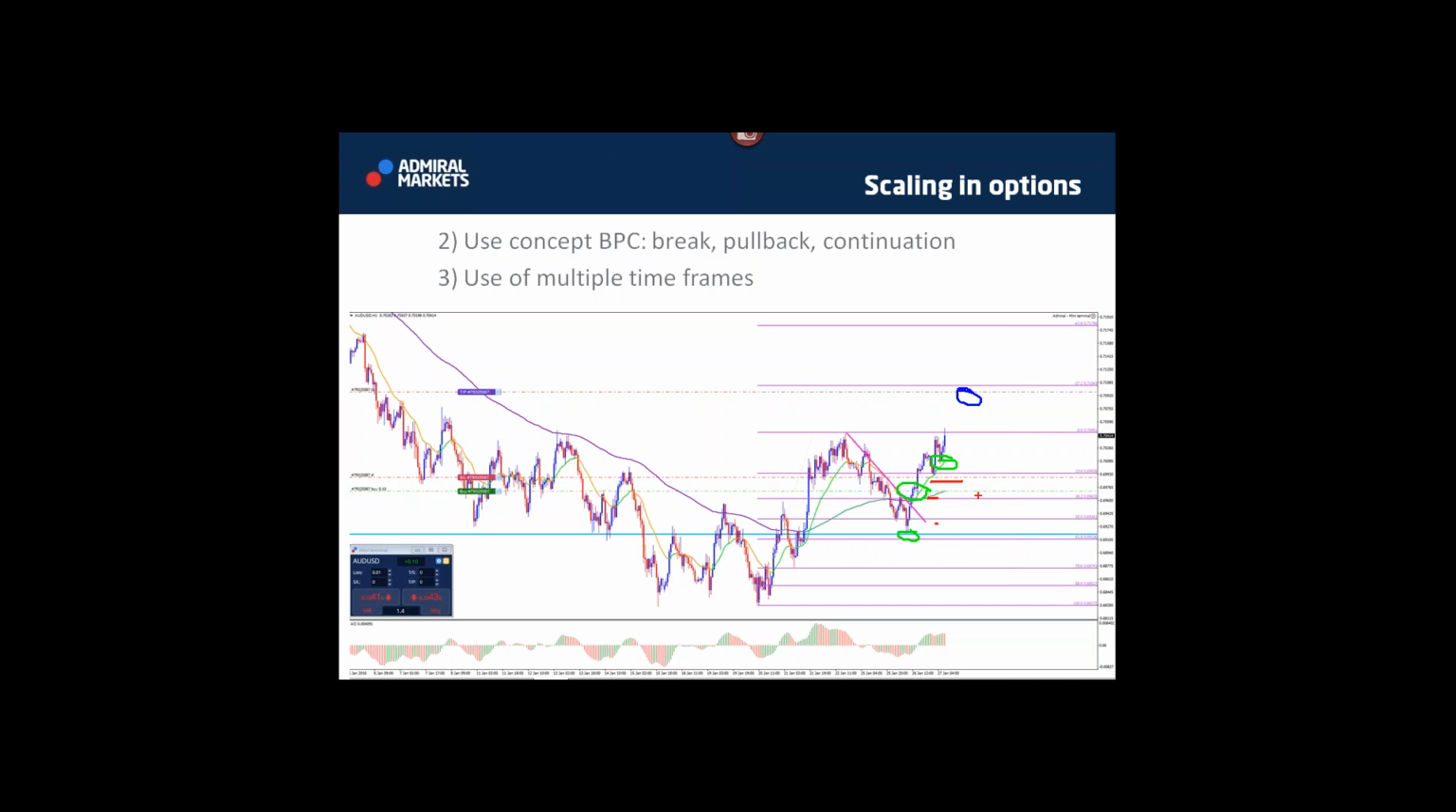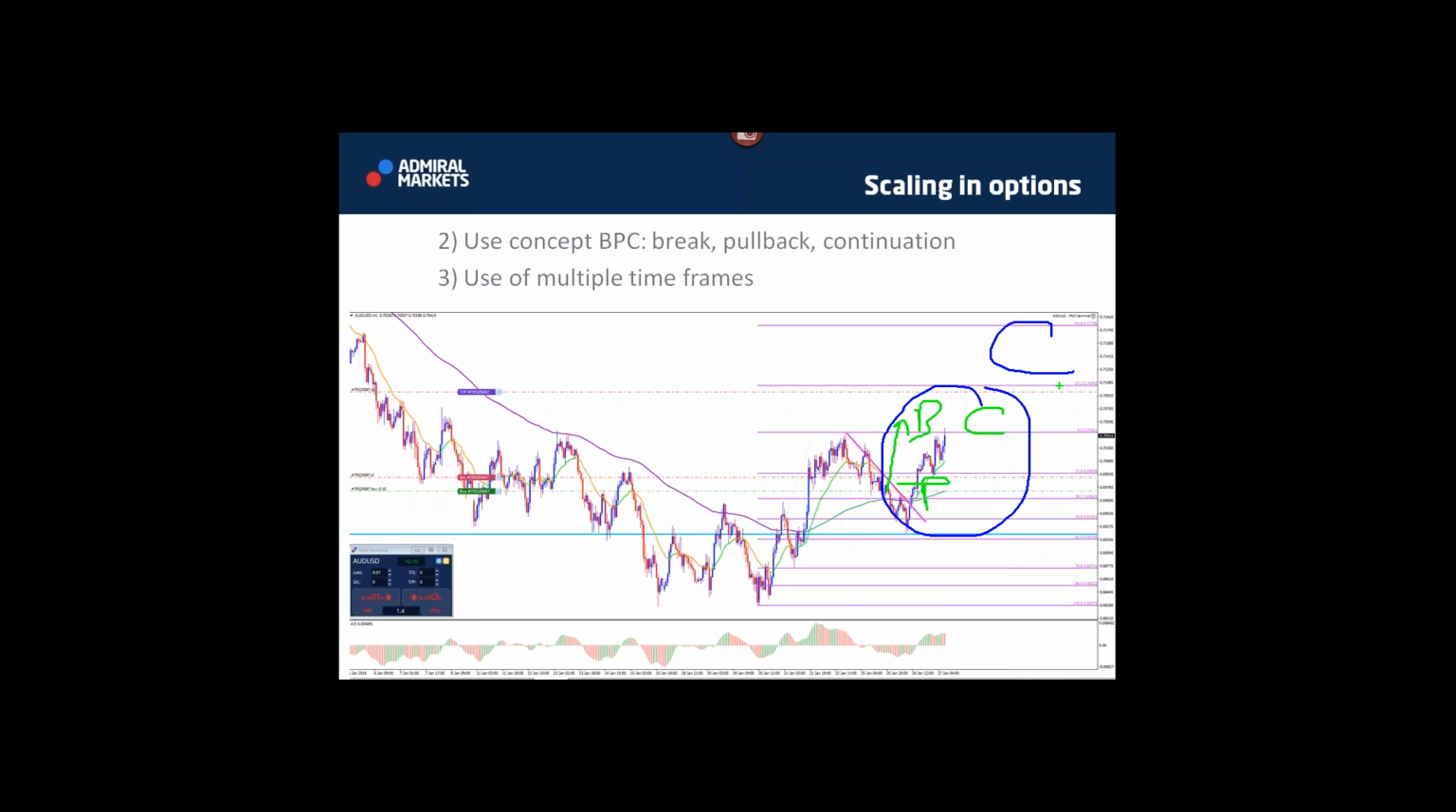But this is how you can use break, pullback, continuation. And once again, what is a break? Well, this is the first break, obviously, here, right? That's the first break. This is the pullback, right? And then this is the continuation on a larger time frame. But if we zoom in to the continuation part, then within that continuation part, there's again a break, pullback, continuation within that continuation. So the cool thing is you've got multiple of these BPCs going on at all levels.